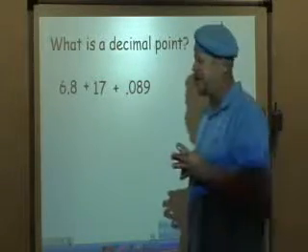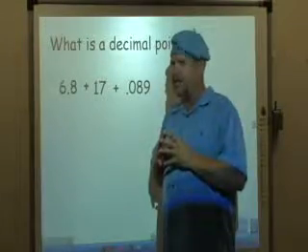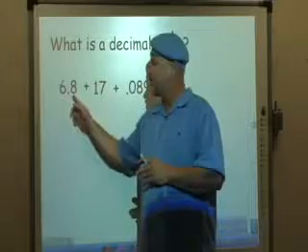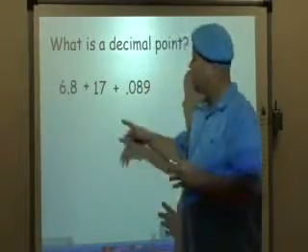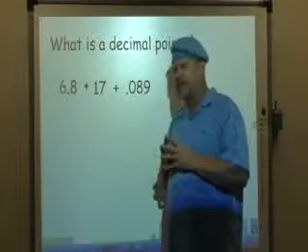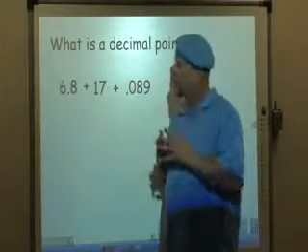What's the rule when you add and subtract decimals? Line up the decimal point. Here's the thing to know. What do you call a number that doesn't have a decimal? 6.8 has a decimal. The decimal is 0.8. 0.8 is less than 1. 17 has no decimal. What do you call a number that doesn't have a decimal? You call it a whole number. So where does the decimal go?